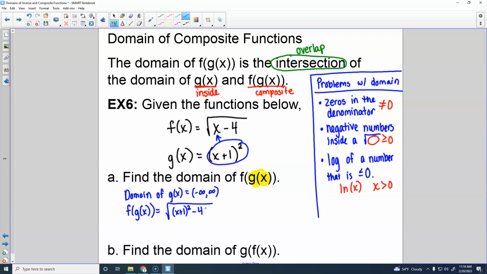Now, that's a complicated function. I don't know what it looks like just off the top of my head. Those are not just normal move up, down, left, right because I've got a square inside of a square root. Those do not cancel each other out because you got this minus 4 over here on the end.